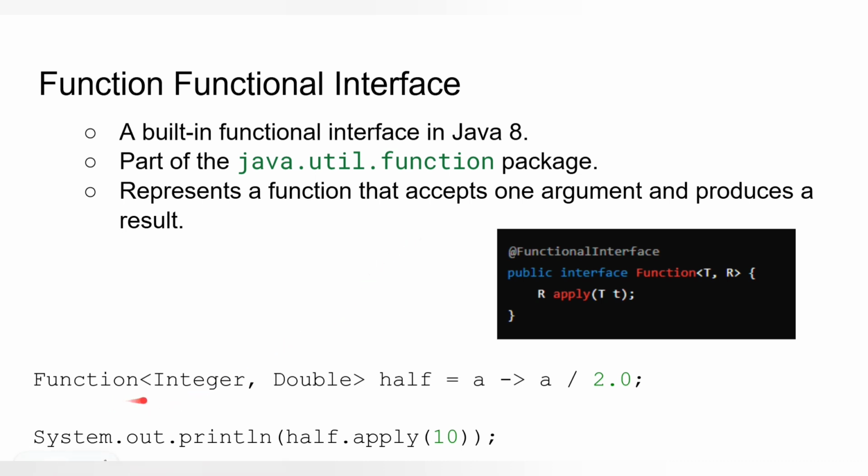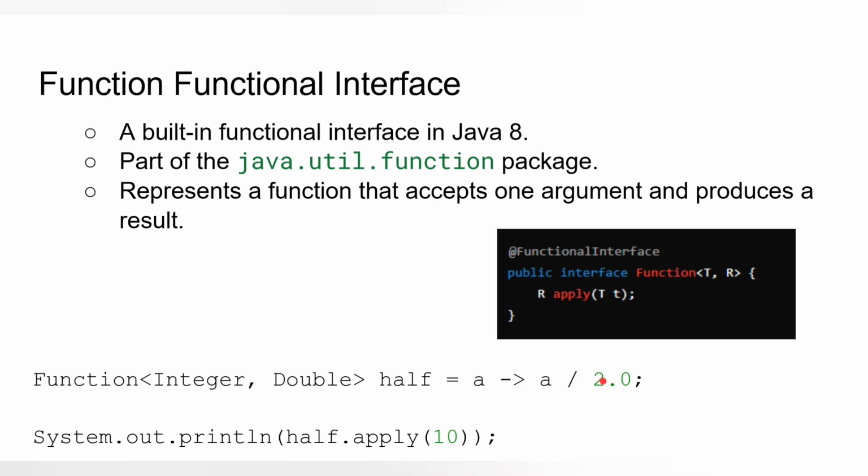Here you can see an example where we have made use of this function interface. We are passing the input data type and also the output data type. The input is integer because we are passing an integer with the help of the apply method, which is part of the function interface, right? And this is a variable name. Whatever integer we are passing, we are dividing it by 2, and then we will get the result.